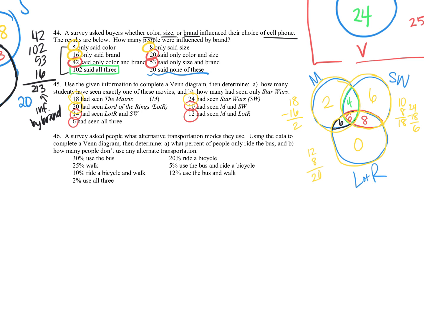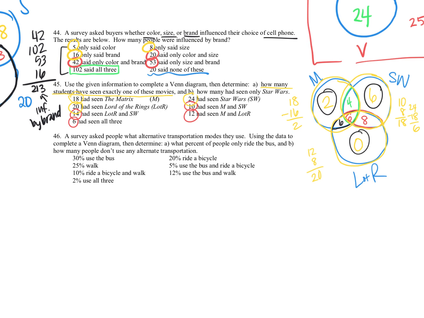So the question is, how many people have seen only, actually, let me step back. For part A, how many students have seen exactly one of these movies? So exactly one of these movies, that would be looking at these outside numbers, because they've only seen The Matrix. That's one movie. They've only seen Star Wars, and there's 0 in there, but they've only seen Lord of the Rings.